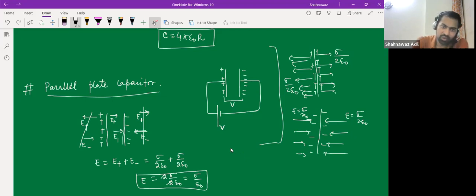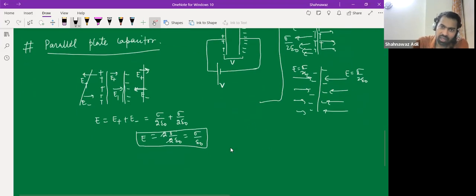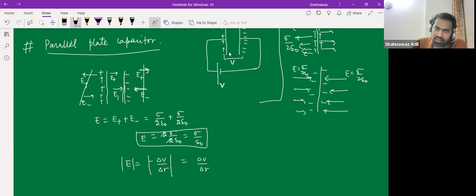Yes, sir. So electric field is sigma by epsilon naught, and electric field is related with potential. So this is minus delta V by delta R, right? If I take the positive value only, this is delta V by delta R. And this distance is D, and voltage is V. So this would be equal to V by D only. So electric field is V by D, right? Is this clear?